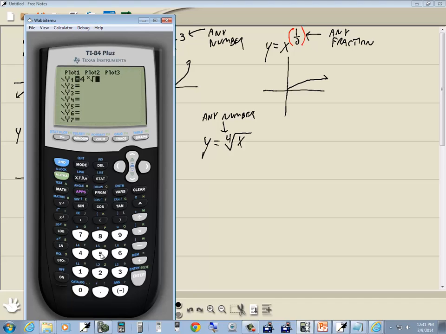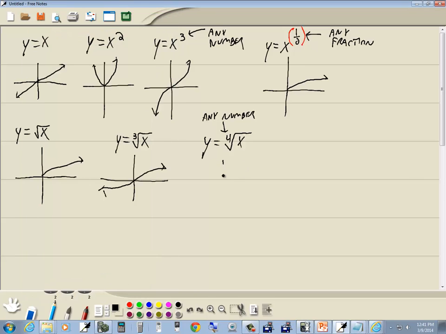So I choose 5. It does not put the beginning parentheses on there for you, so you need to put the beginning parentheses. And then I'll put the x, and then the close parentheses, and then graph. Looks like the square root, but a little bit closer to the x-axis. Now, if you graph that without the parentheses, you'll get the same graph.